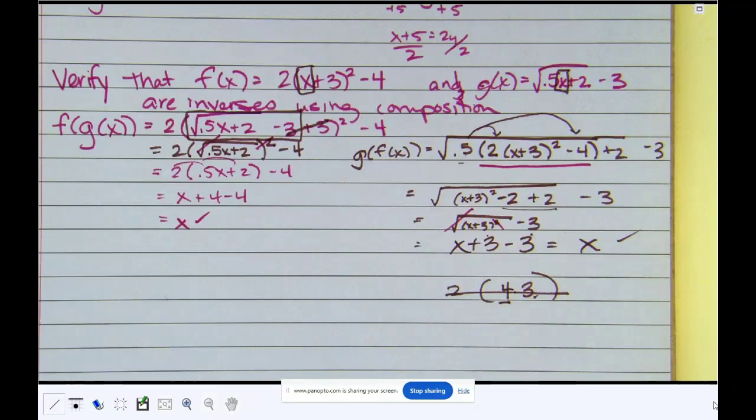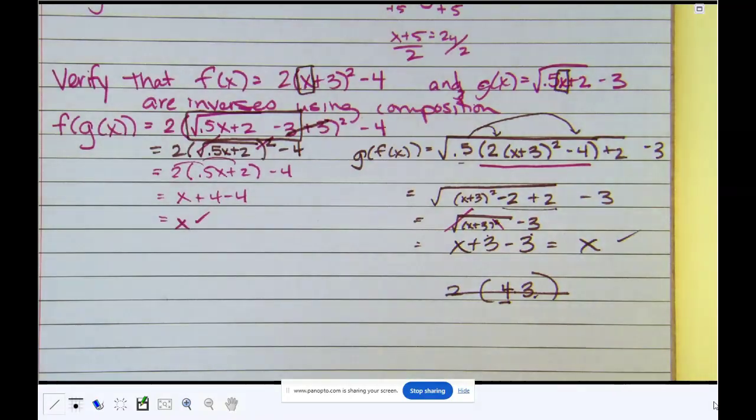Okay, so you want to be really careful with that. Only one step per line. Only one canceling, combining, whatever per line, because you're going to rewrite it a lot. Then it has to work. So if you don't get x, you did it wrong.